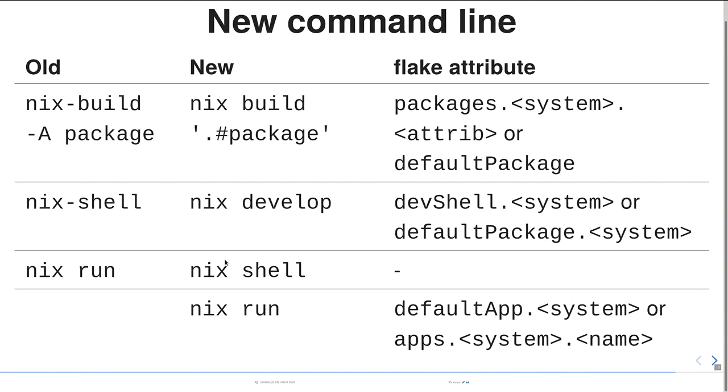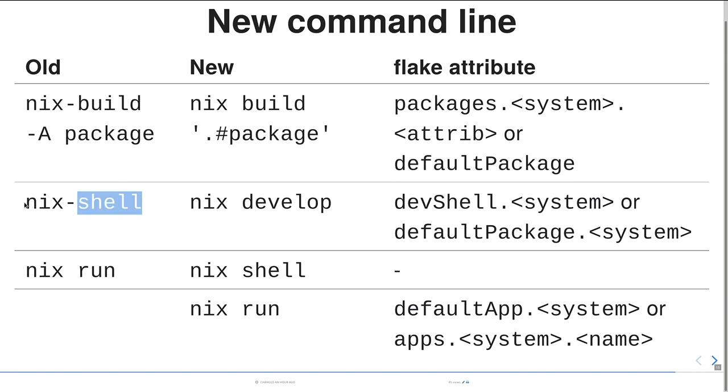Then here I have some mapping from what the old commands look like to the new ones. For example, when you used nix build with -A and a package, so if you go to a directory and you have the default.nix and then you build this package, the new syntax with a flake would look like nix build, and then you use the dot for the current directory, then the hash pound sign, and then the package. And it will look in packages or defaults. If you don't specify the package here, then it will look at the default package.